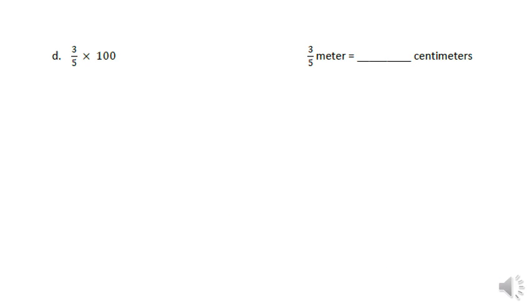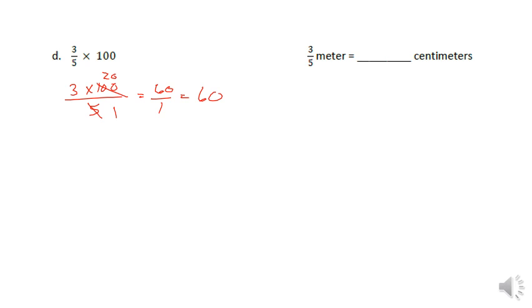Okay, and then this one says 3/5 times 100. And I'm going to say 5 will go into 5 one time, 5 will go into 100 20 times, which equals 60 over 1, which equals 60.